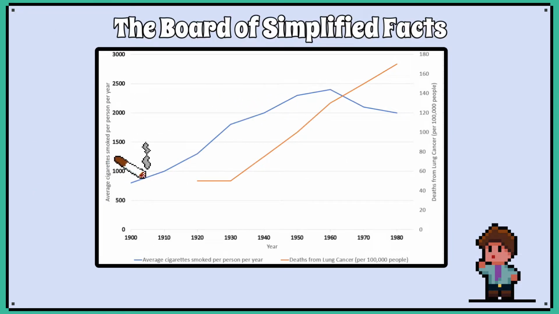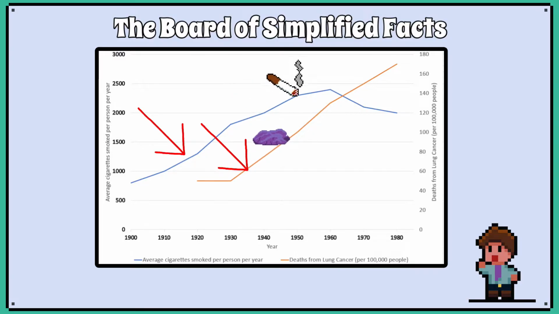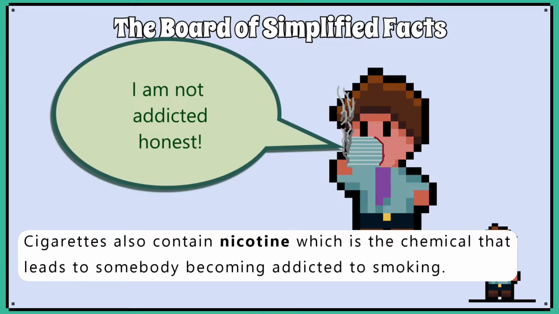Other data interpretation exam questions will ask you to describe trends regarding average cigarettes smoked by a population per year and lung cancer rates. You should notice that there is a lag phase between when smoking increases and when lung cancer rates increase. Cigarettes also contain nicotine, which is the chemical that leads to somebody becoming addicted to smoking.